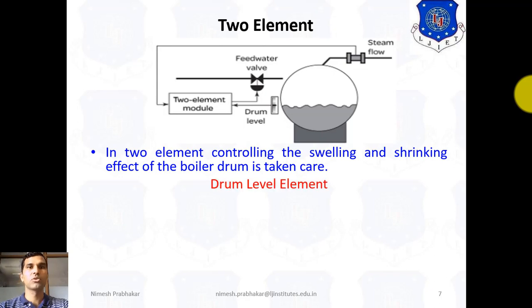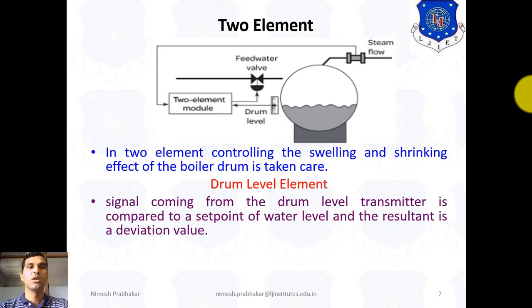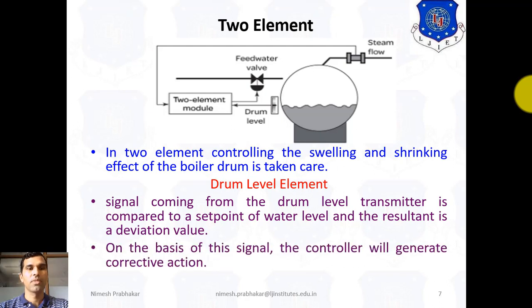So here we use two elements. The first one is the drum element, the same as used in a single element system. The signal coming from the drum level transmitter is compared to the set point of water level, and the result is a deviation value. On the basis of this signal, the controller will generate corrective action. This drum level element is the same as we know from the single element system.